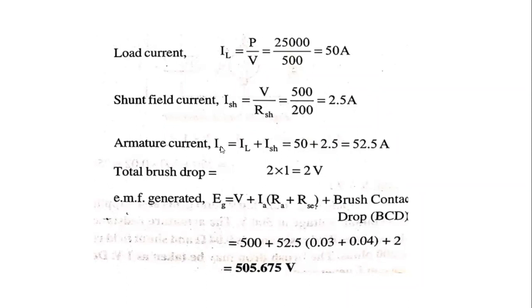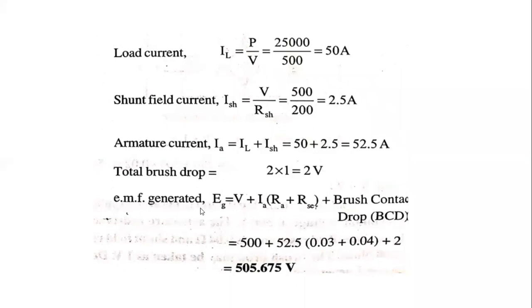Therefore, according to the diagram, what is the formula for IA? IA is equal to ISC, and that is equal to IL plus ISH. IL is 50 amperes and ISH is equal to 22.5 amperes. Then the armature current is 52.5 amperes. Then the voltage drop is equal to 2 volts.